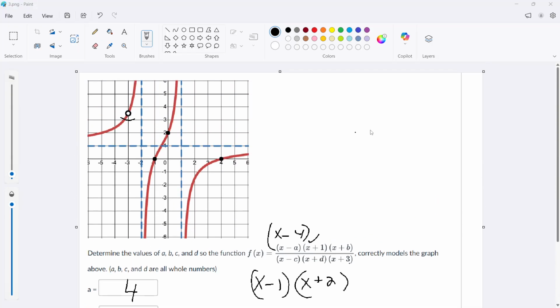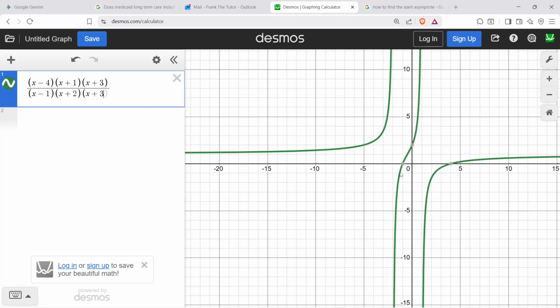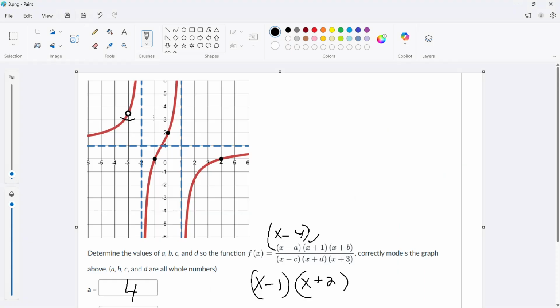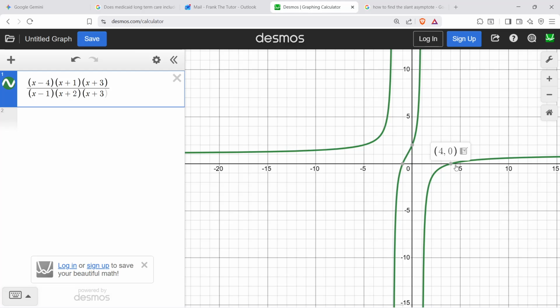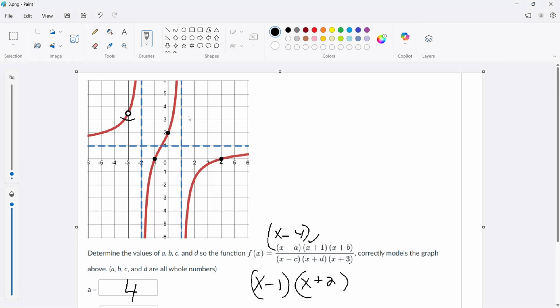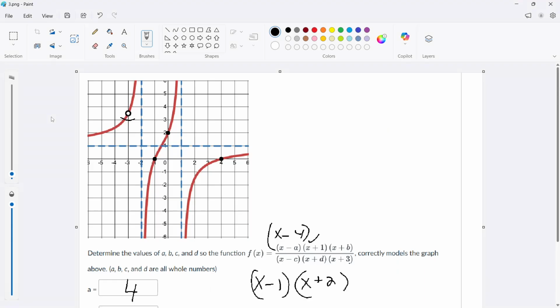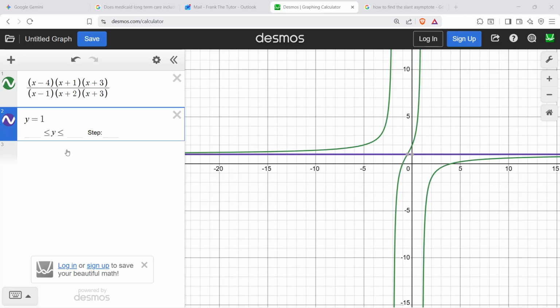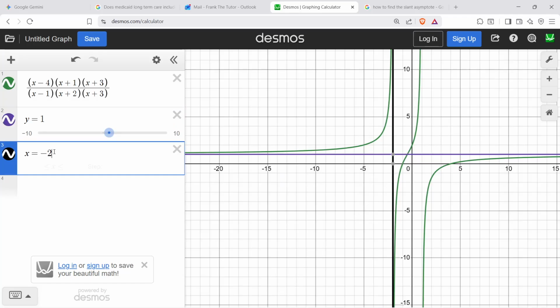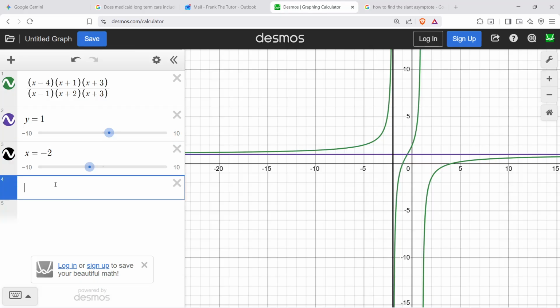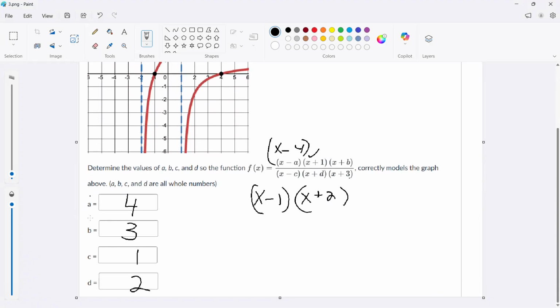And let me double check it. I should have a y-intercept at 2. Yes. x-intercepts at negative 1 and 4. Yep. And then I should have a horizontal asymptote at y equals 1. Yes. And I should have vertical asymptotes at negative 2 and 1. x equals negative 2, x equals 1. I just drew them in so I can see them. And sure enough, everything matches. So a is 4, b is 3, c is 1, d is 2.